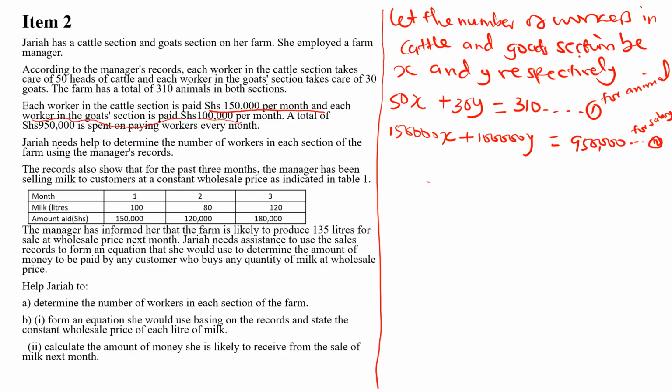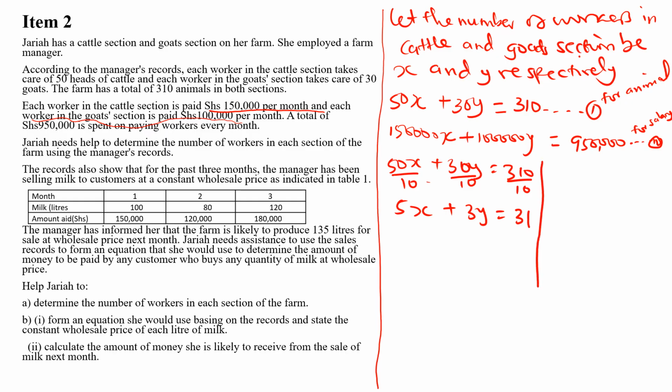Now, after reaching that, you can see that these are simultaneous equations. So it's better you reduce them so that they can become simpler to be solved. So here you'll come and say 50x plus 30y is equal to 310. If you go on dividing by 10 throughout, we'll get 5x plus 3y is equal to 31.